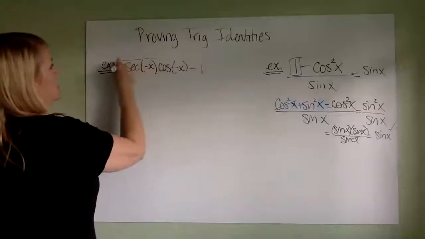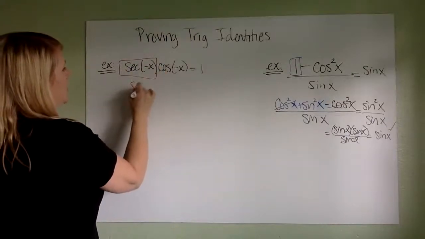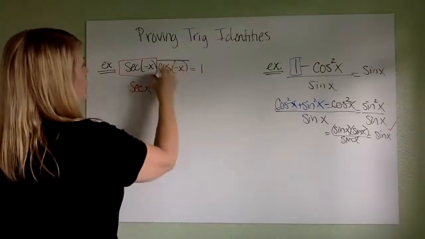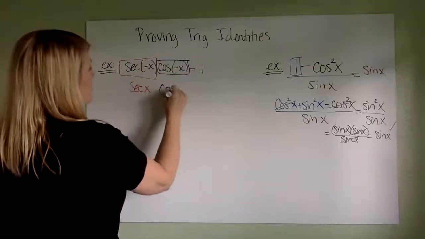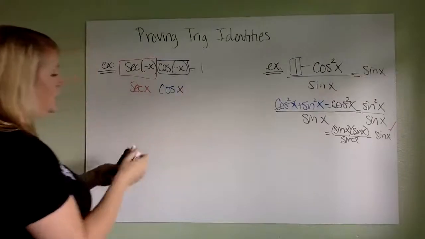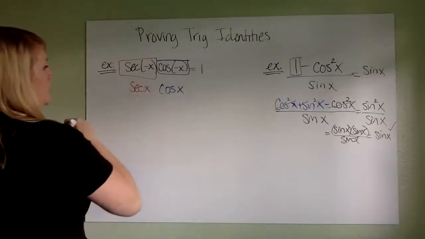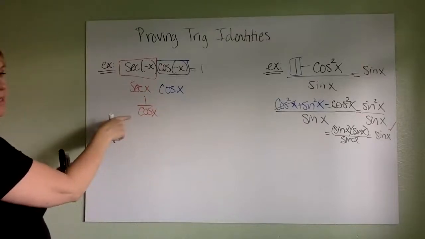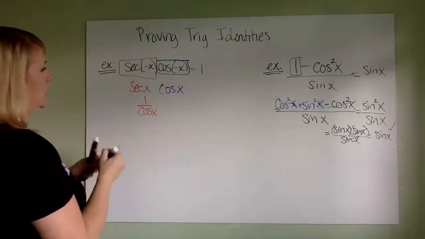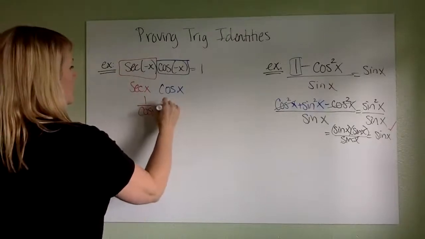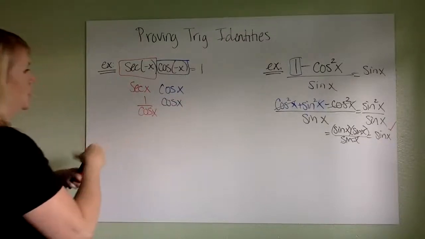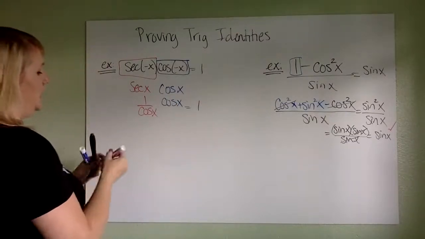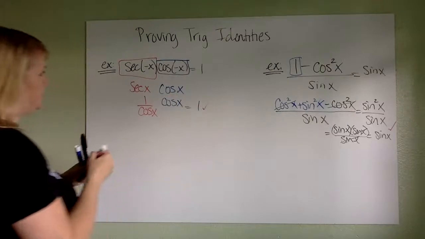Using the odd-even identity, I can replace the secant of negative x with just a secant x, and I can replace the cosine of negative x with just a cosine x. And then secant is the same as 1 over the cosine. That's my reciprocal identity that I had on the board at the very beginning, times the cosine. They cancel, and I'm equal to 1. And that is what I was looking for.